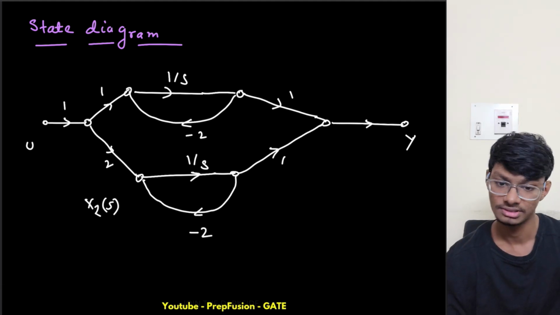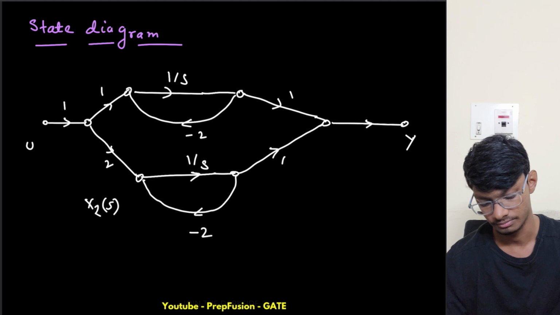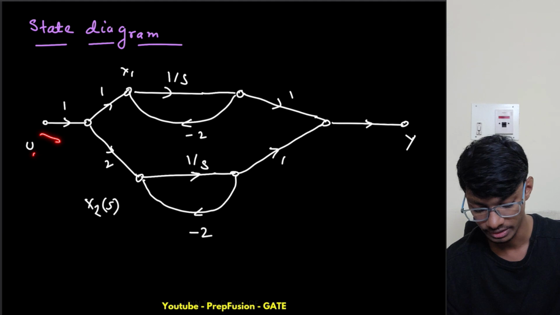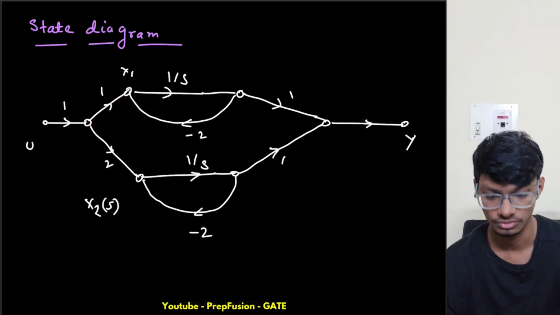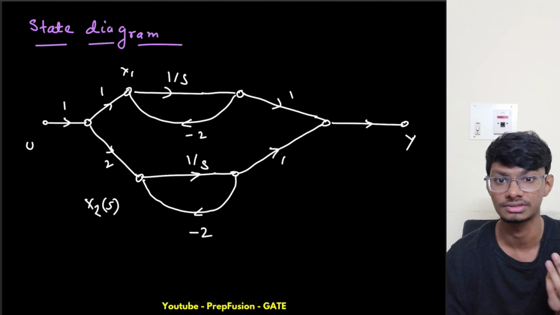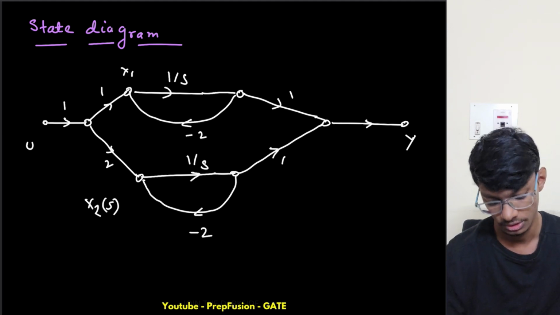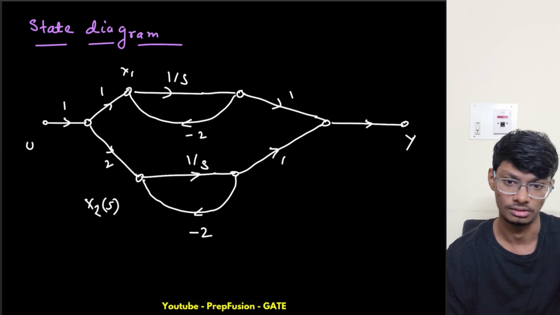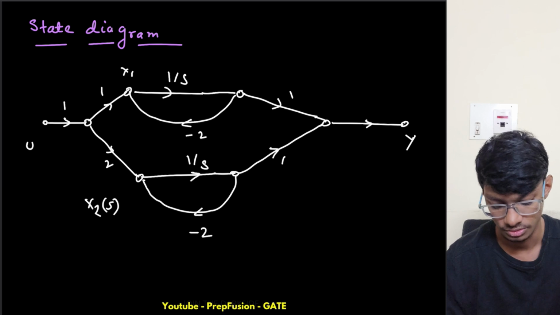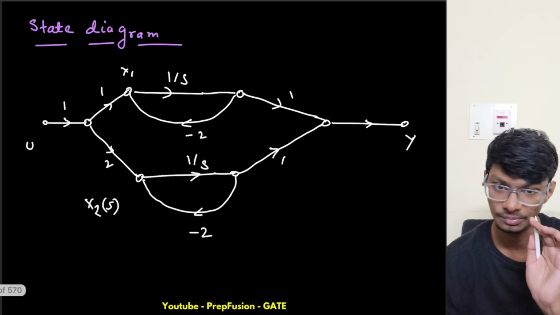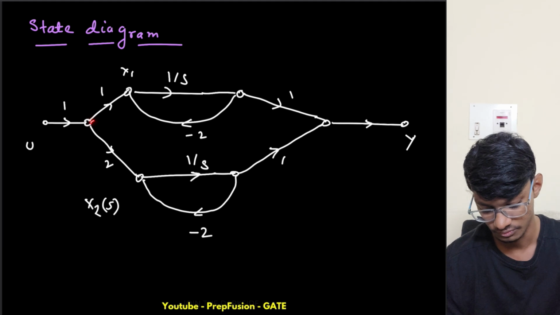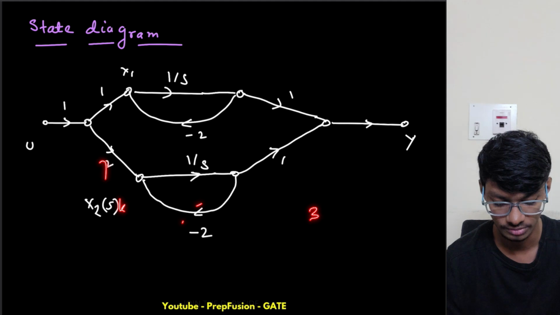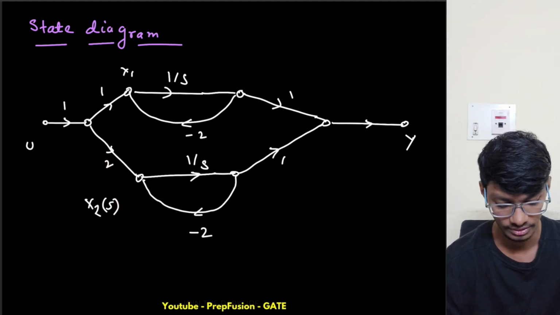Now can I say whether this is controllable or not? You might say that my input is available to both of the state variables, so what is the issue? This system should be controllable, right? Why isn't this controllable? To understand why, let us solve for the transfer function of this one. In case of parallel, this is 1 by s plus 2 plus 2 by s plus 2, so it becomes 3 by s plus 2. So we get 3 by s plus 2.